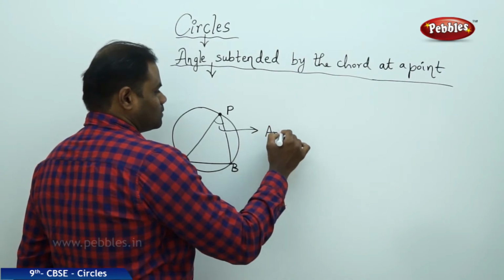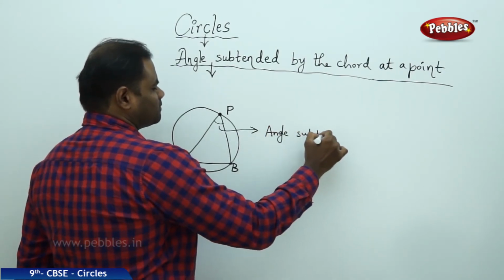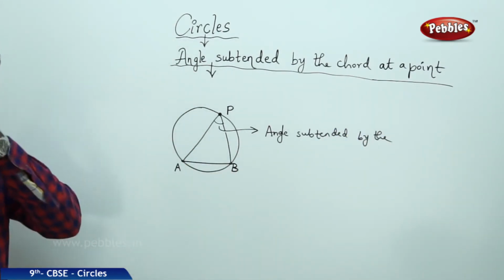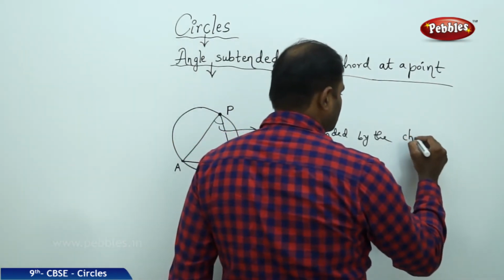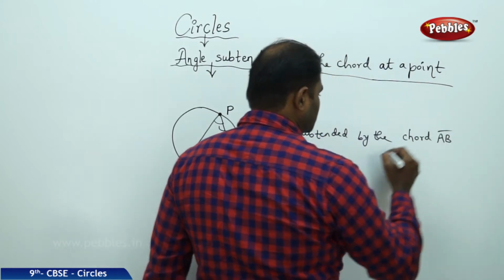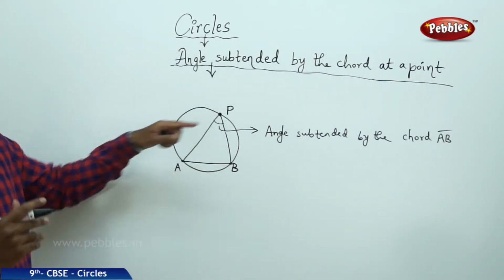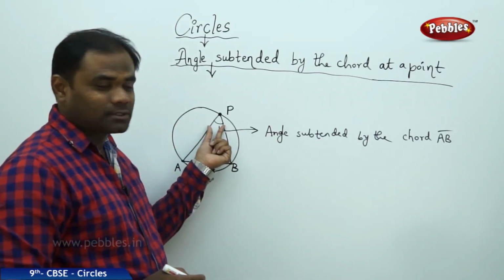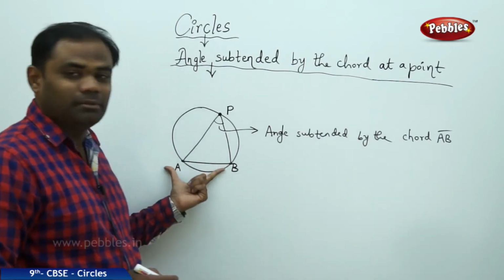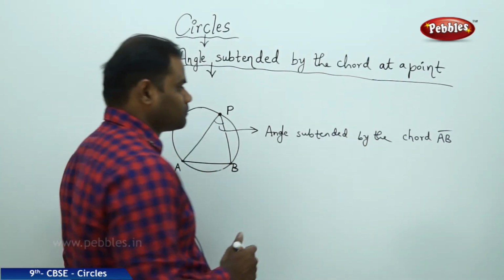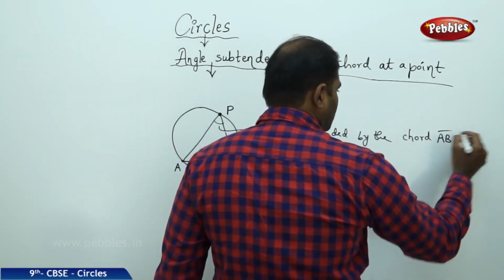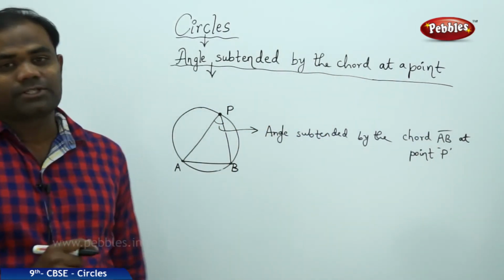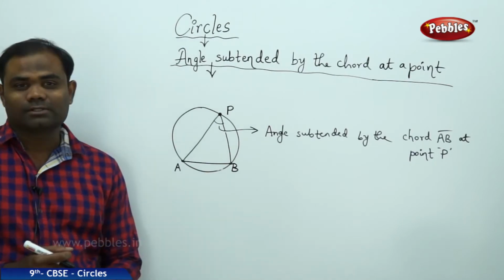So here, this angle is called the angle subtended by the chord AB out here, and this angle is being subtended converging up to the point P. So this refers to the angle subtended by the chord AB with respect to the point P. Chord AB at point P is how we understand angle subtended by the chord AB.